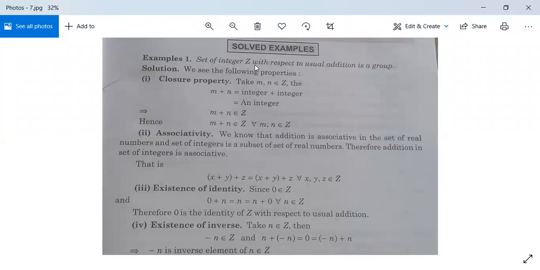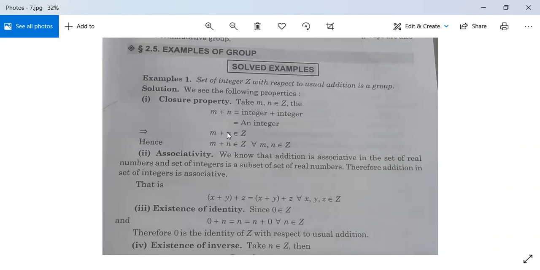Example 1: the set of integers Z with respect to usual addition is a group. The operation is addition, denoted star. We see the following properties. First, closure property. Take m, n in Z. Take two integers in Z, then m plus n will also be an integer, because it is integer plus integer. So m plus n belongs to Z for all m, n in Z. Closure property holds.